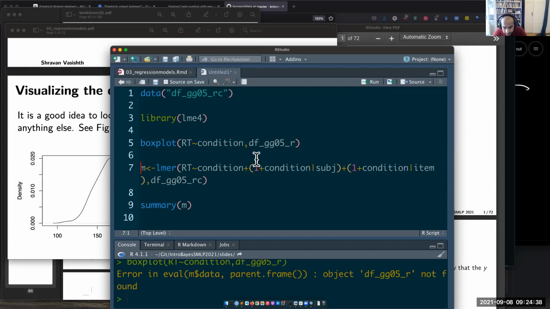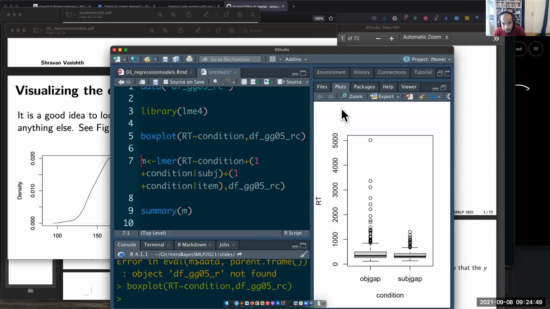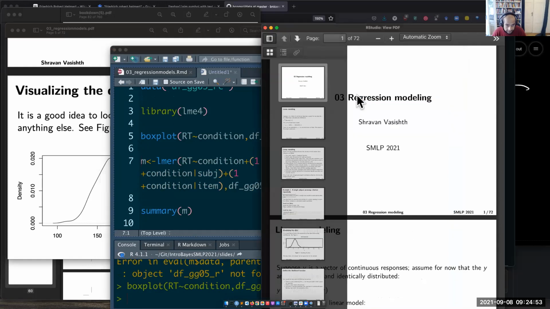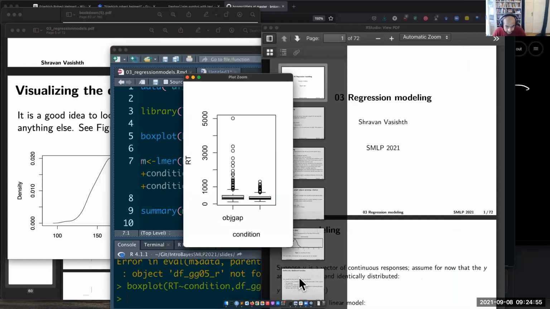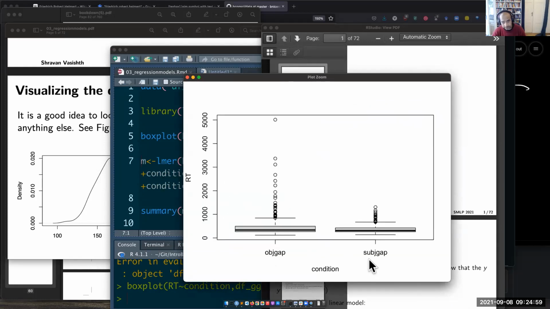What happened? Sorry, I didn't type this correctly. My plot will not show anyway because I don't have any of this, right? So let me show you something cool here, right? So if I zoom this, you see what's going on here. Take a look. What's happening here? There are two conditions, object gap and subject gap.